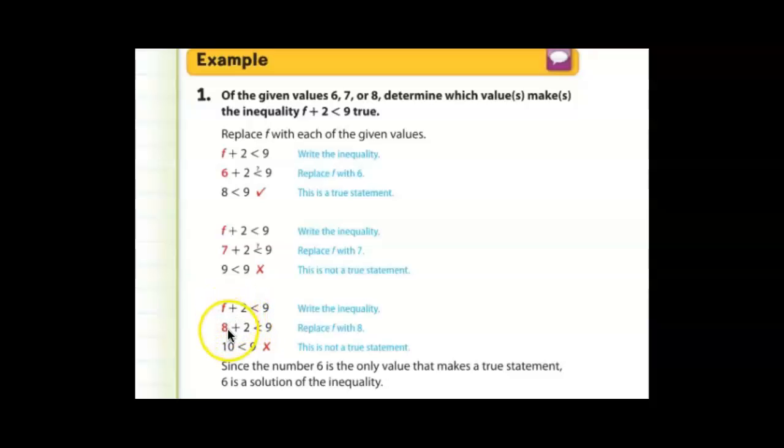Now, finally, we're going to put the number 8 in. 8 plus 2 equals 10. 10 is not less than 9. So of these three numbers, the only one that will make the inequality true is the number 6. However, 5 would have also worked. 4 would have also worked. 3.5 would have worked. 2.1 would have worked. There's actually an infinite number of values that would have worked, but of those three numbers, only 6 works.